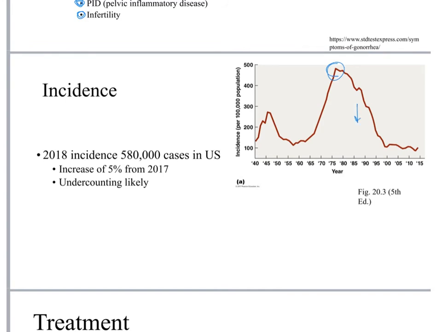Remember what was happening in the world at that time, the AIDS epidemic. So people started having safer sex, and we think the incidence has come down quite a bit from then. If you look at your figure in your book, which is updated, we see an uptick like this at the end.